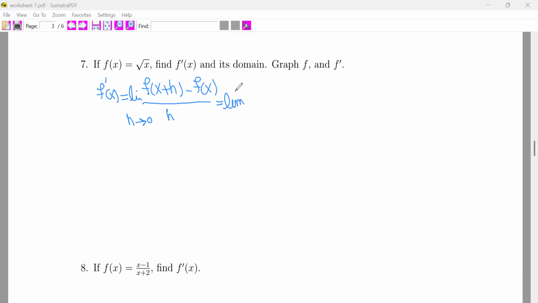So it will be the limit of square root of x plus h minus square root of x over h when h is approaching 0. And now, using conjugates, we are going to multiply the whole fraction by square root of x plus h plus square root of x, because it will be its conjugate, over the same thing.